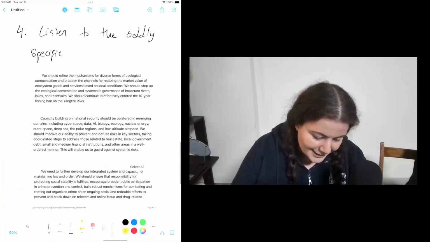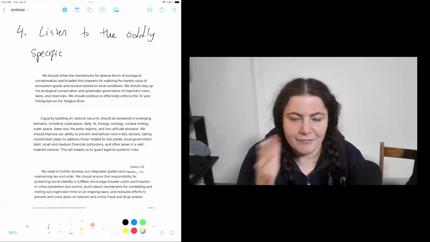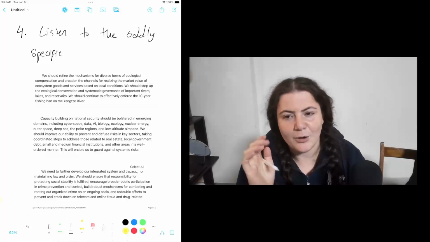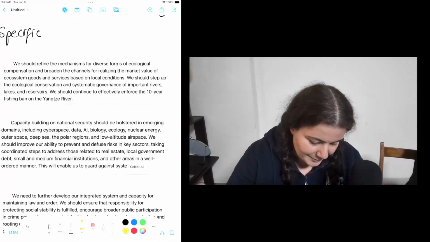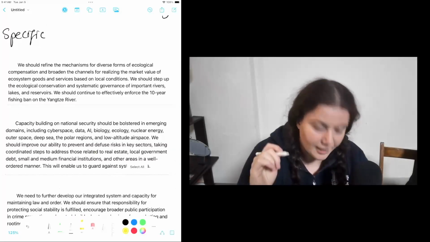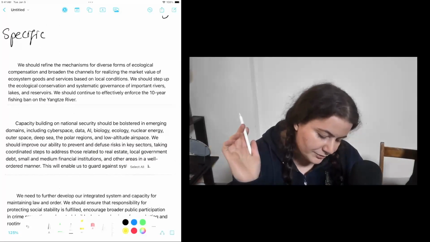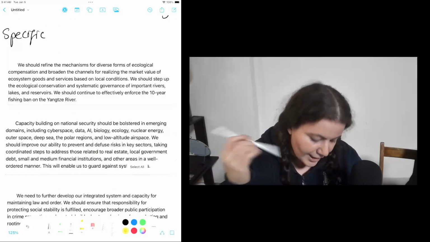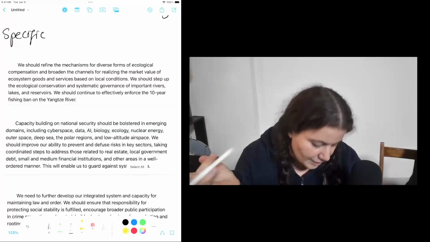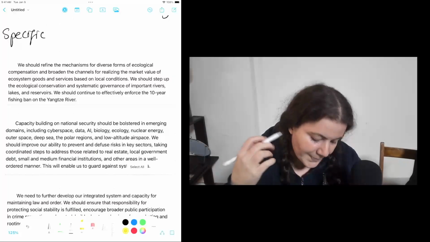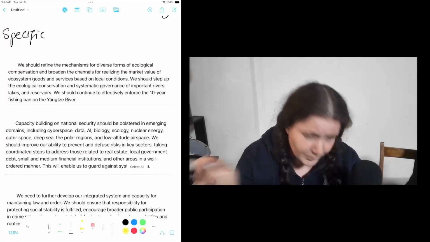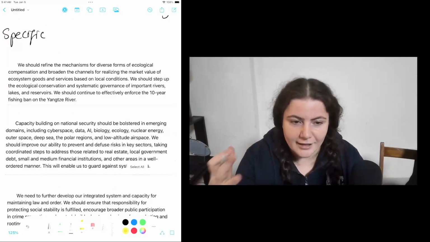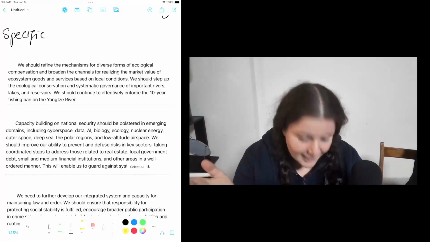Now, this one was interesting. My fourth point is listen to the oddly specific. I think the easiest way is to illustrate, and you'll see what I mean. So let's read this first paragraph. We should refine the mechanisms for diverse forms of ecological compensation and broaden the channels for realizing the market value of ecosystem goods and services based on local conditions. We should step up the ecological conservation and systematic governance of important rivers, lakes, and reservoirs. So far, it's this very generic kind of we should care about the environment, etc. Now look at the next sentence.